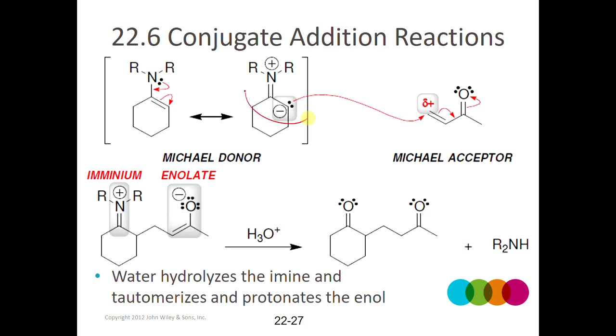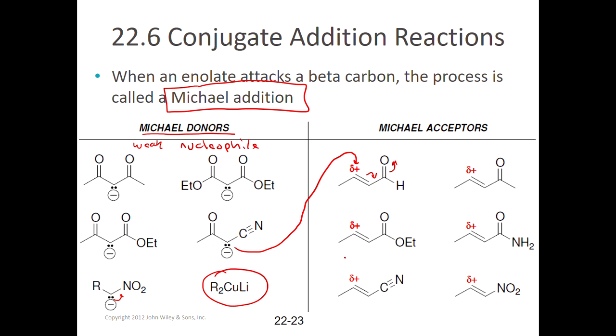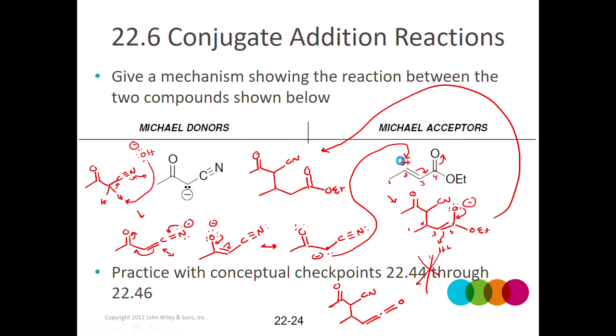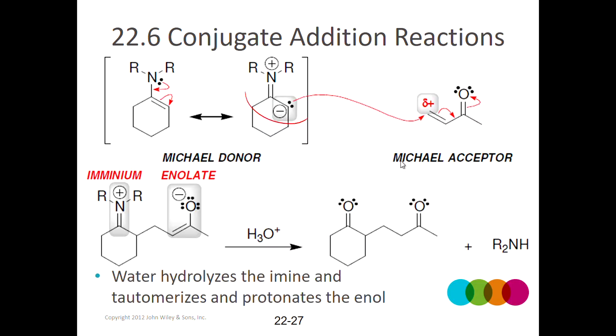So if we make an enamine and add any of the Michael acceptors from this side of this slide, any one of those, the enamine should be able to attack the beta carbon, push electrons up to the oxygen.